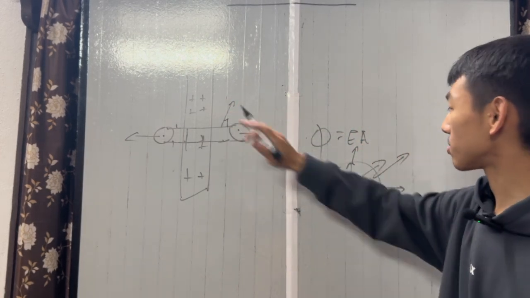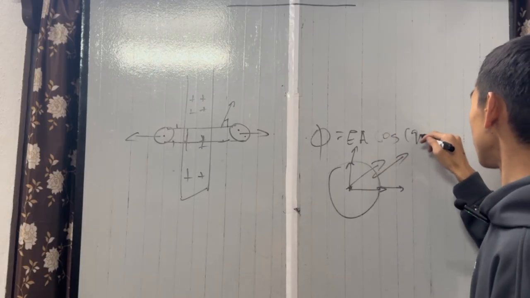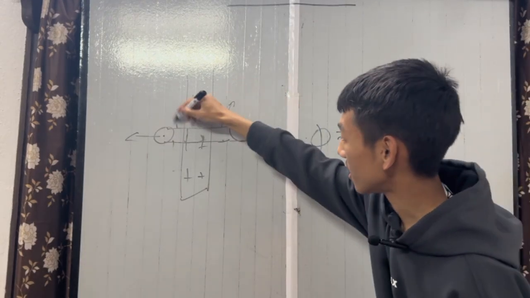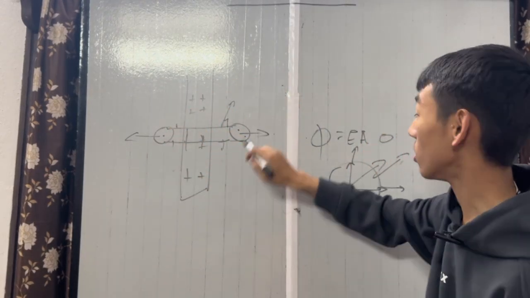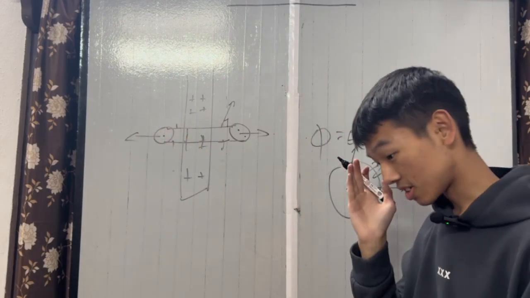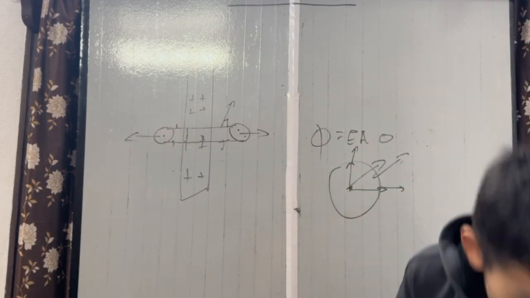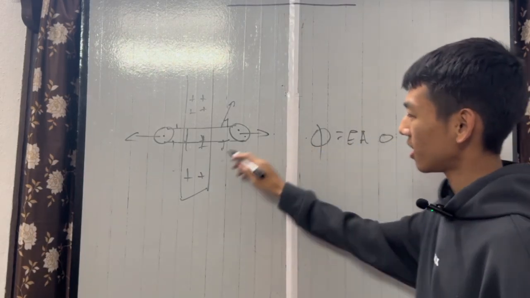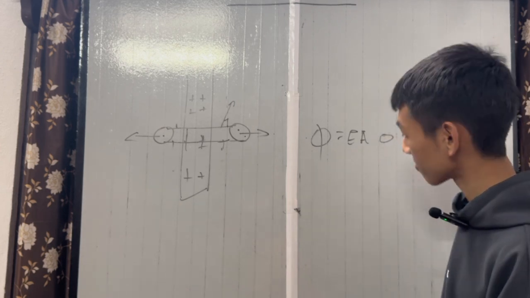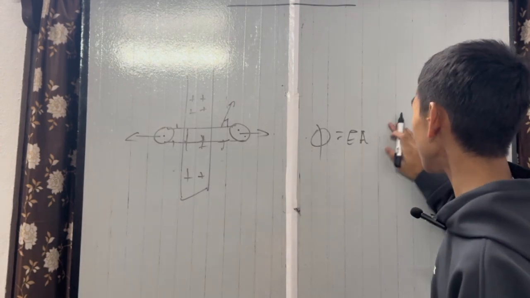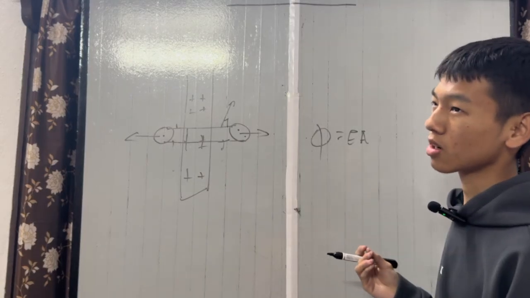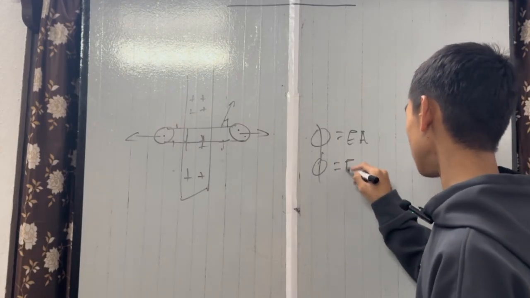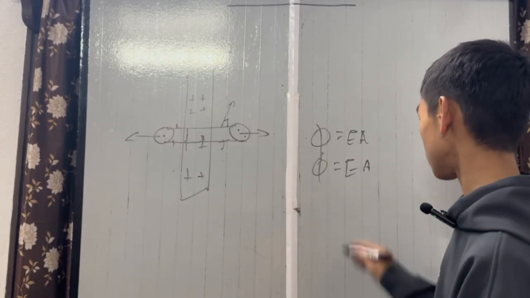The flux is EA cos 90, and cos 90 is 0, so the whole thing is 0. So the flux through the side is 0. Through the ends, it is parallel, cos theta is 1, so the flux is EA at each end. So what's the total flux?